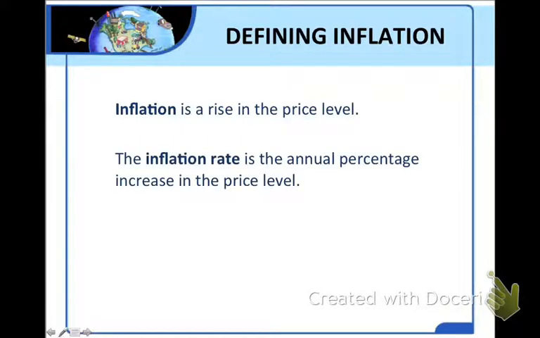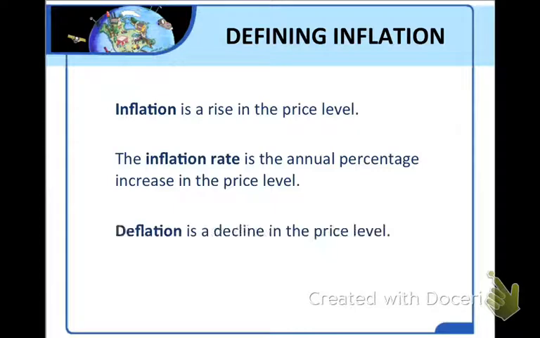When we use the term inflation rate, it's the annual percentage increase in the price level from one year to the next. Of course, there is something called the opposite of inflation, and that is deflation. That is a decline in the price level. When there is deflation, the inflation rate is negative. As you're about to see, inflation and deflation can create serious problems for the economy. But before we discuss these problems, let's look at how the government actually measures inflation.